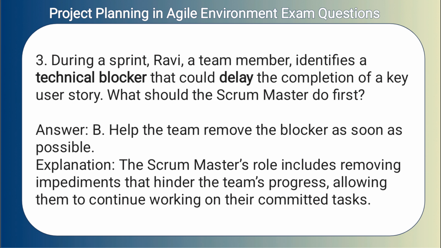Answer: B. Help the team remove the blocker as soon as possible. Explanation: the Scrum Master's role includes removing impediments that hinder the team's progress, allowing them to continue working on their committed tasks.